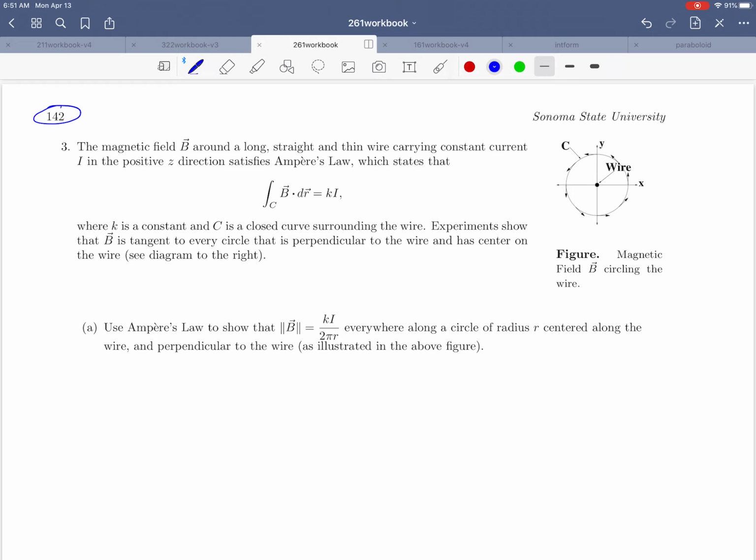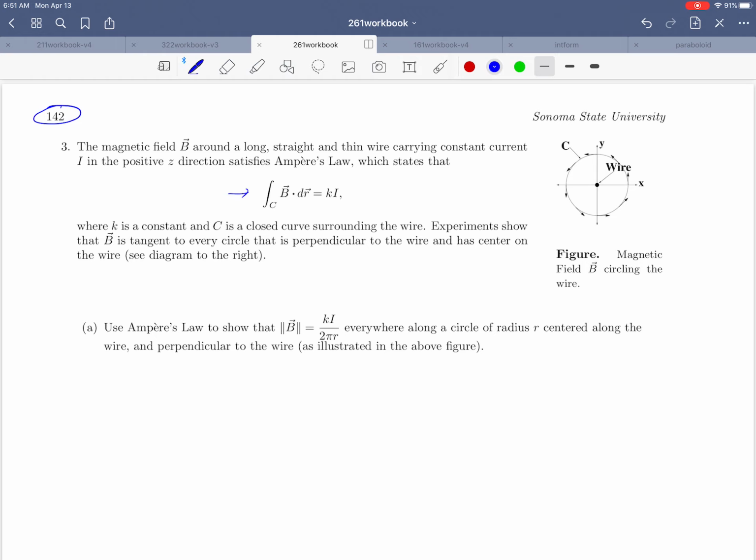Okay, so the magnetic field B around a long, straight, thin wire carrying a constant electrical current I satisfies Ampere's Law, which states that the line integral over C of B dot dr equals K times I, the electrical current, where K is a constant and C is a closed curve surrounding the wire. Second sentence: experiments show that this magnetic field B is tangent to every circle perpendicular to the wire and has a center on the wire.